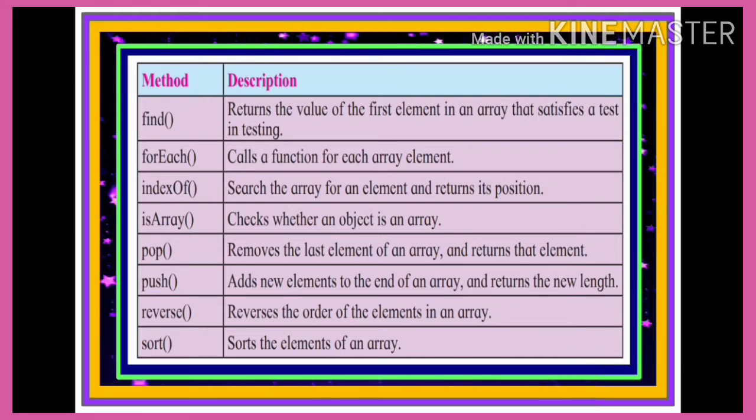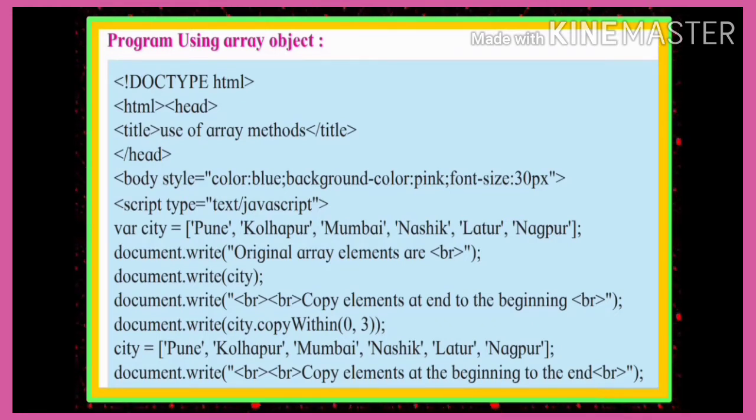Next method is the push method. Push method adds new elements to the end of an array and returns the new length. Next method is the reverse method. Reverse method reverses the order of the elements in an array. And the last method is the sort method. Sort method sorts the elements of an array. So these are the important methods of the array object. Let's see these methods of the array object one by one by using the program.